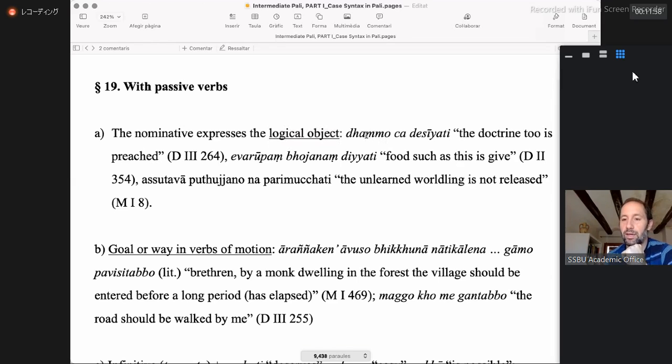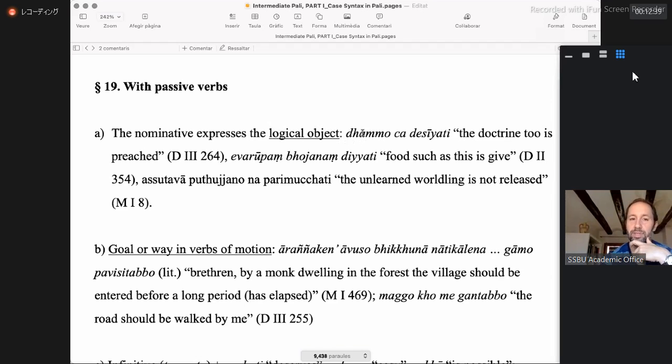But in general, I think Bhikkhu Siddhartha's definition is quite clear. In the active, the subject represents the agent. In the passive, the subject represents the object. That's basically what you meant, right, Venerable Siddhartha? That was basically the point, and I think that's correct, and that's a good understanding. So if the sentence is active, the nominative will express the katta. If the sentence is passive, the nominative will express kamma. The logical object, that is kamma.